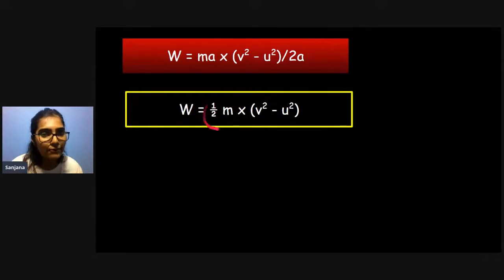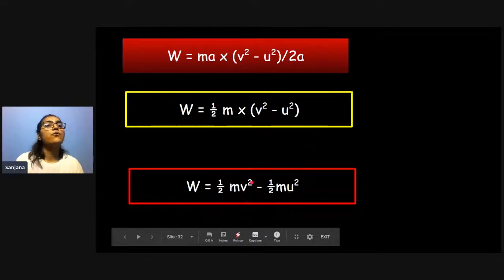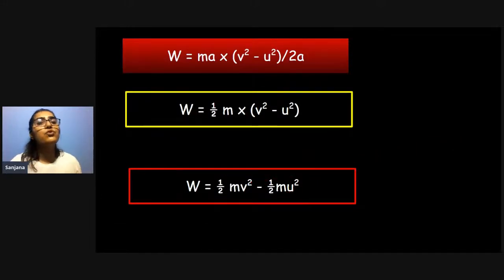Now look carefully. This half m, I can open this bracket and multiply it to both of them. I can multiply it to v square also, and to u square also. So let's multiply it to both. You get half into m into v square minus u square, so it is half mv square minus half mu square. This is the formula for the work done by a moving body. Or in general, this is the formula for kinetic energy.